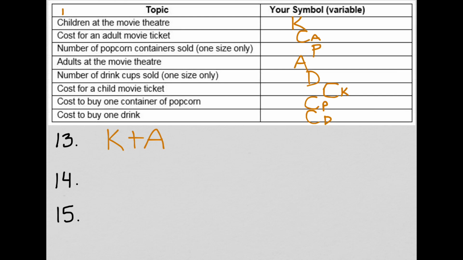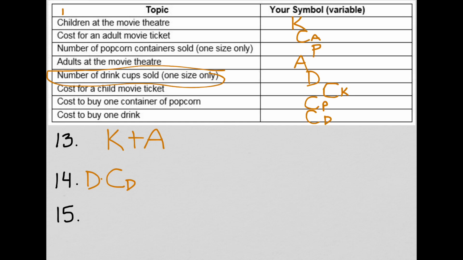Okay, 14. Write an expression for the total amount of money that the theater collects on drinks per day. What if only one person bought a drink? How much money would they make? Well, they would have collected the cost of one drink. What if 2 people bought a drink? Then it would have been 2 times that. Or 3 people bought a drink, it'd be 3 times that. Or 13 people bought a drink, it'd be 13 times that. So you kind of get my idea. Well, we don't know how many people bought a drink, do we? Yes, we do. It's the number of drink cups sold times the cost of each one. And so our expression is the number of drinks times the cost of each drink.